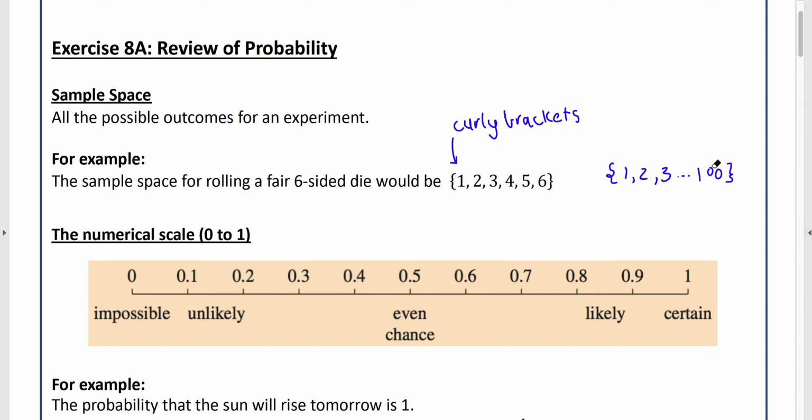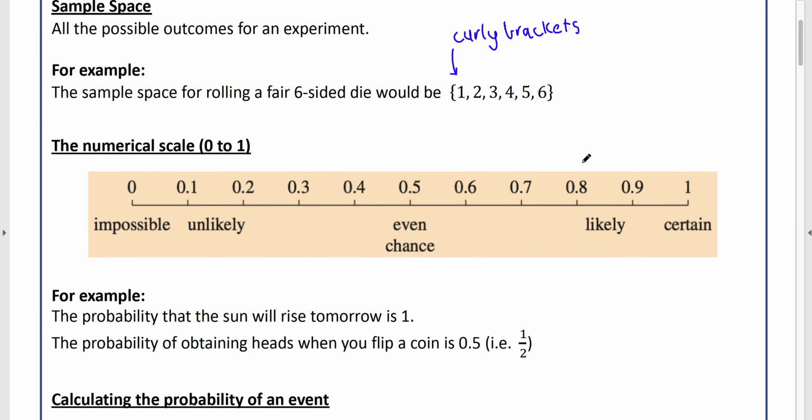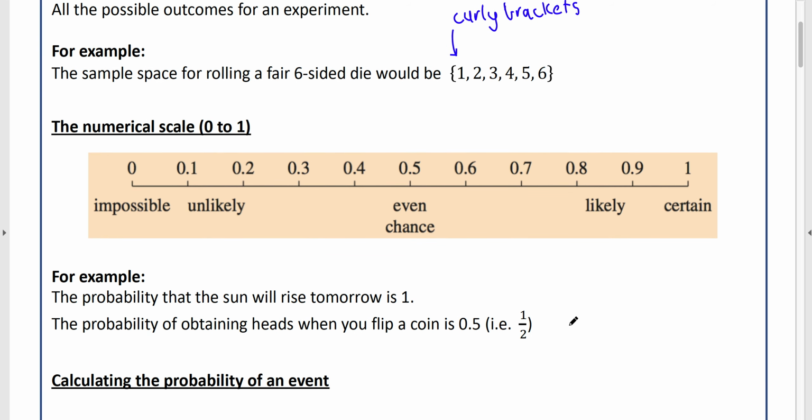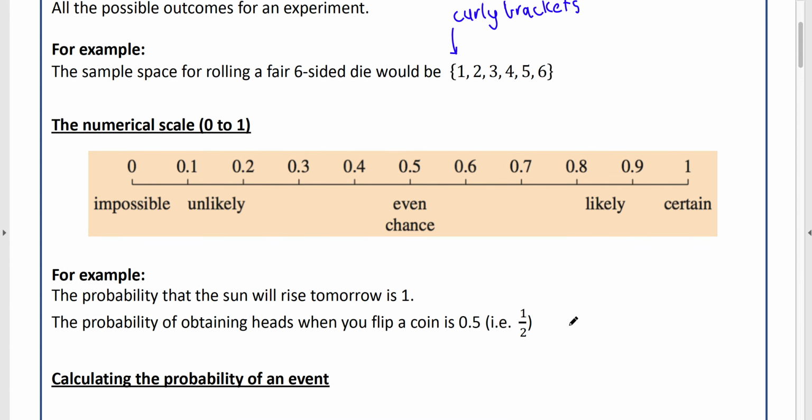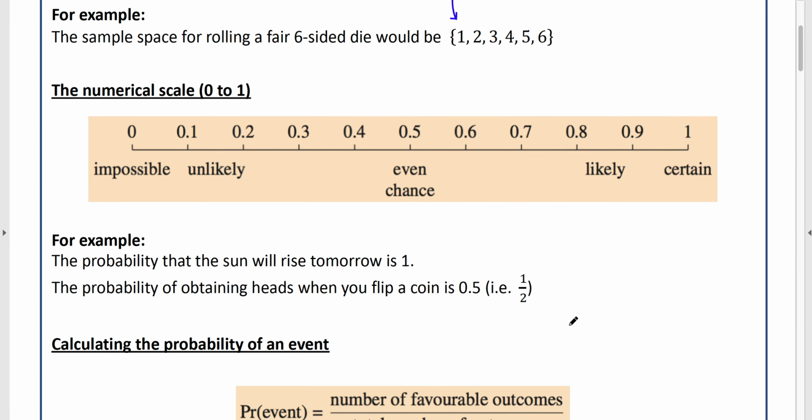So once you've got your sample space, the sample space is important because when we're finding probabilities, we need to know how many outcomes are possible. When you are calculating a probability, your answer, your result, is always going to be between 0 and 1. We can't have any probabilities greater than 1. 1 is our maximum because events that have a probability of 1 are certain, so they will happen.